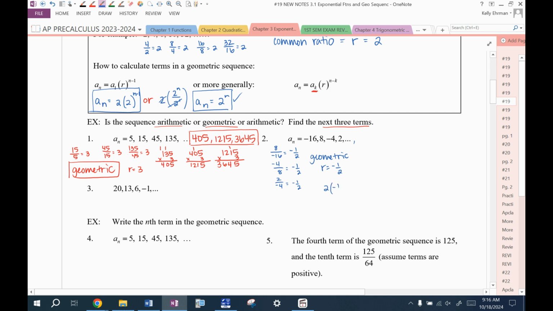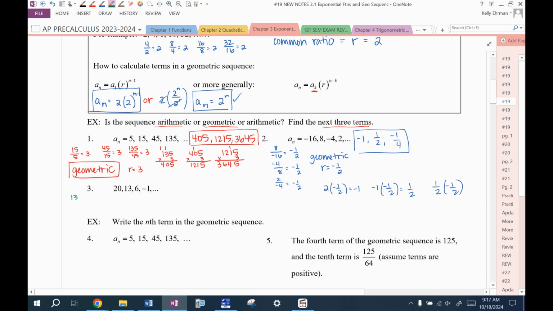So to get the next 3 terms, we should keep multiplying by negative 1/2. So 2 times negative 1/2 is negative 1. Negative 1 times negative 1/2 is positive 1/2. And positive 1/2 times negative 1/2 is negative 1/4. So those are the next 3 terms. All right, what about number 3? So 20, 13. So if you try geometric, 13 divided by 20 doesn't reduce. 6 divided by 13 is not the same as 13 over 20, so not geometric.